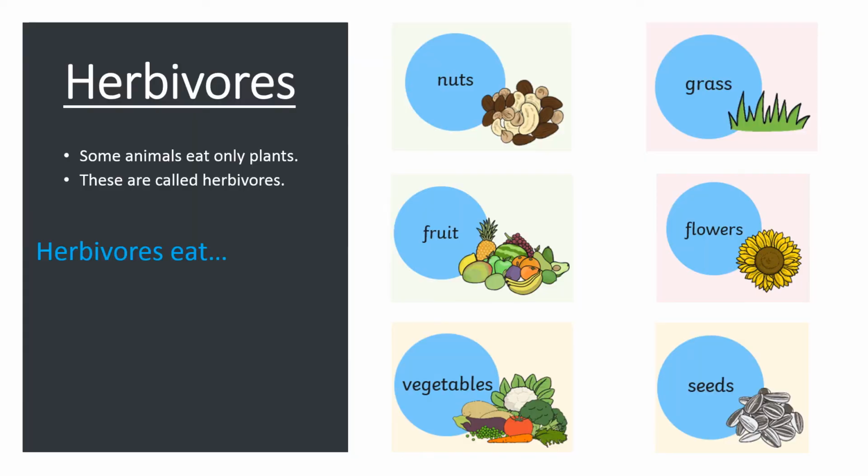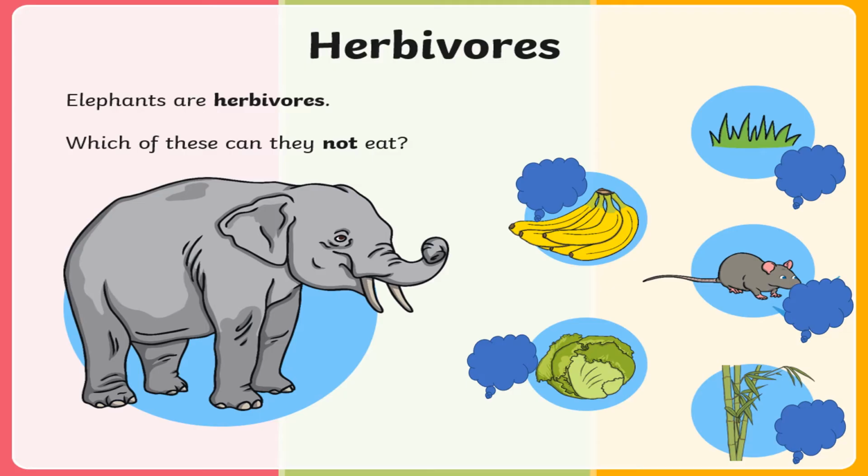Some animals only eat plants. We call these herbivores. They eat nuts, grass, fruit, flowers, vegetables and seeds. Here is an elephant. Elephants are herbivores. Which one of these foods can elephants not eat? Pause this slide and talk with your adult.